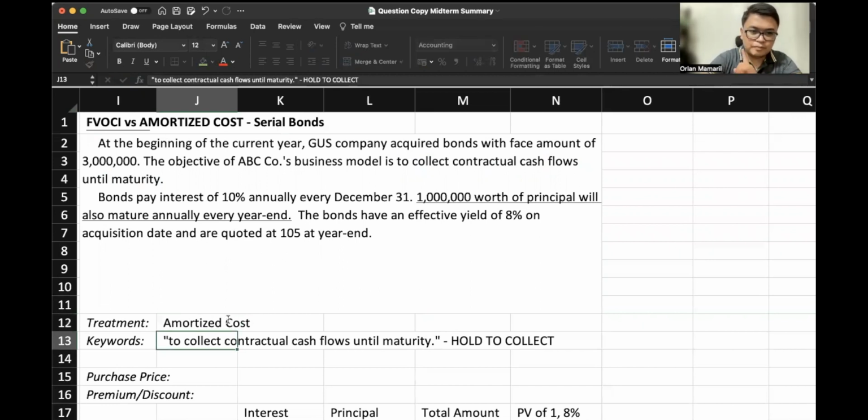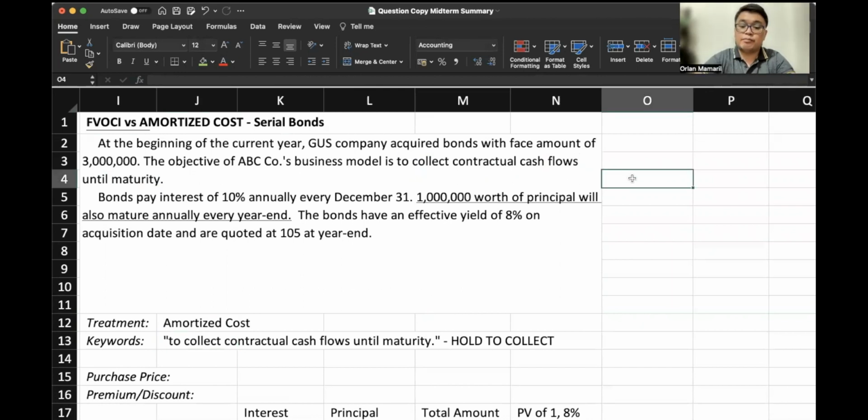We have a slight problem here. We know the face amount, but we don't really know the purchase price, right? So that's what we need to figure out first. A while ago, I mentioned the mnemonic called MADCOP. Still remember this from a couple of videos ago? For MADCOP, if our market rate is greater than our coupon rate, there is a discount.